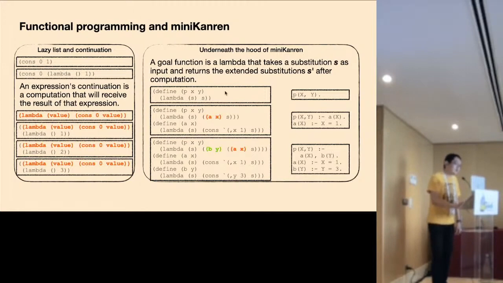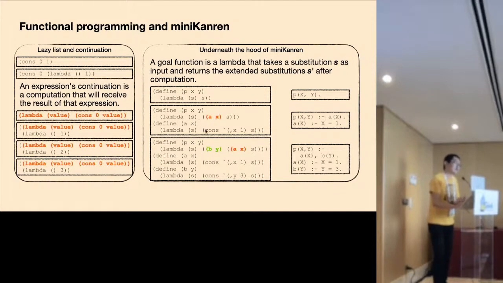So the first rule is very simple and easy. We do nothing. We just return s itself, right? Because for p of x and y, there are no other rules later. Now we add one thing, ax. So p of x y is true if ax is true. For ax to be true, you just unify x with 1. So if we want to build our miniKanren version, okay, this is the continuation, right? This is the lazy part. The ax is waiting for some result coming from the substitution. We pass it in here, we compute it, and it's done.